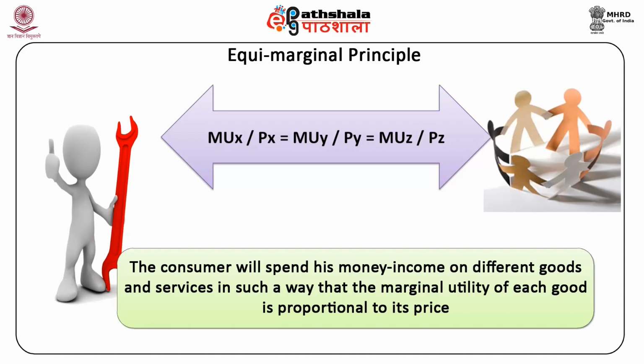If the consumer finds that the utility is greater in case of a particular commodity as compared to another, then the consumer must realize the fact that an optimum or equilibrium level has not been achieved.